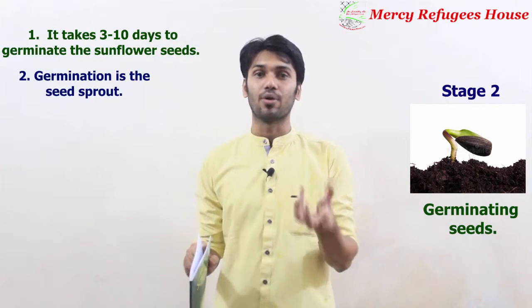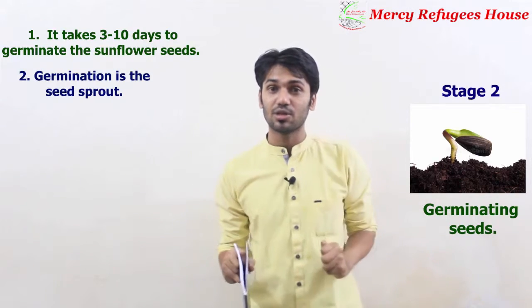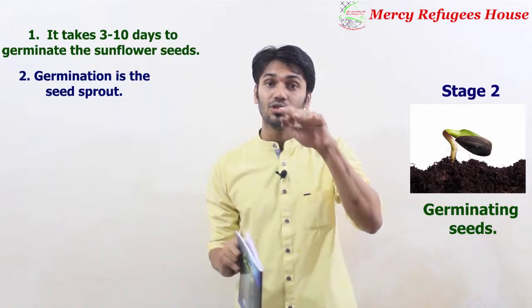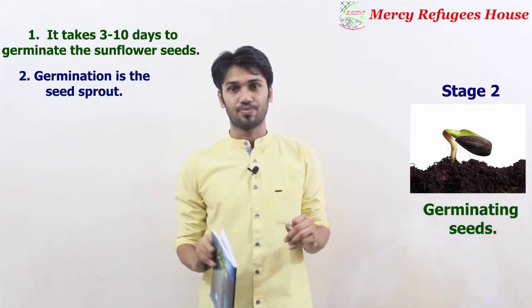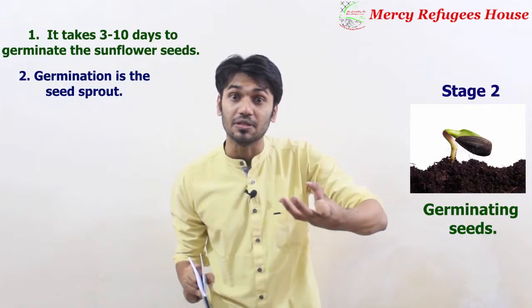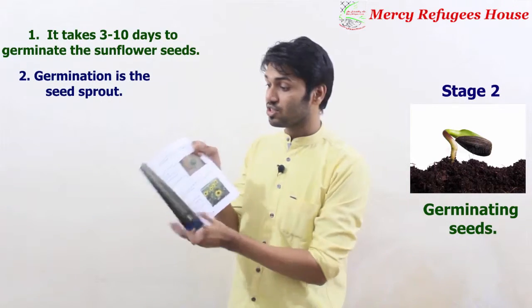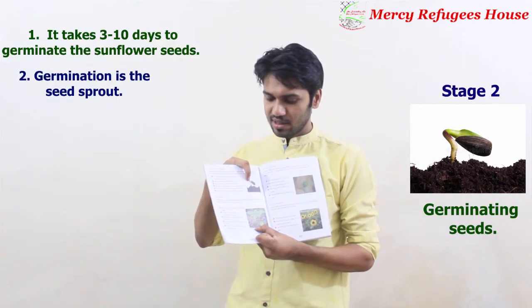Germination is the sprout. That's the little thing we are talking about. Little roots come out of the seed. It's the sprout. Now, during the germinating stages, what happens? Let's just see. Look at this picture. Can you see the thing?